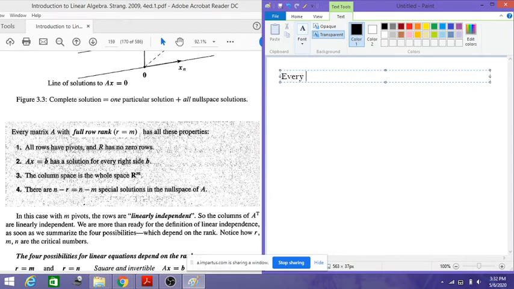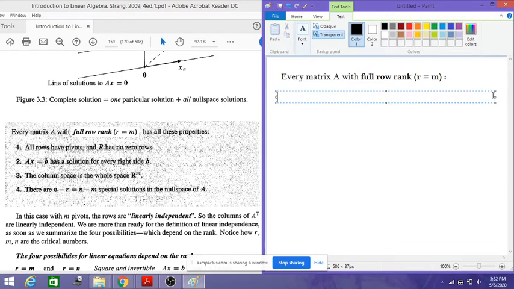So it is similar to the previous full column rank matrix. Every matrix A with full row rank, that is R is equal to M, has certain properties. I'll write those properties below one by one. The first property is that all rows have pivots, and R has no zero rows.